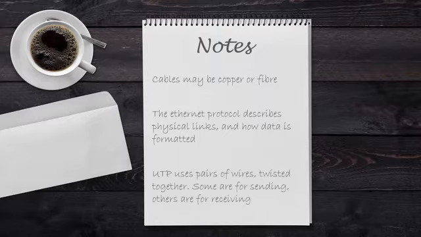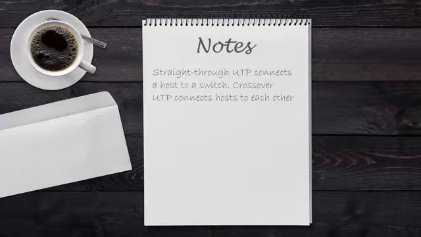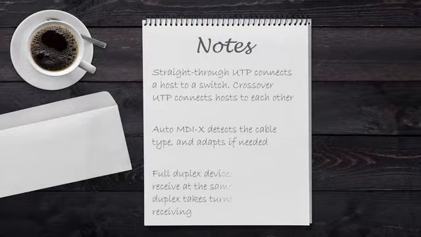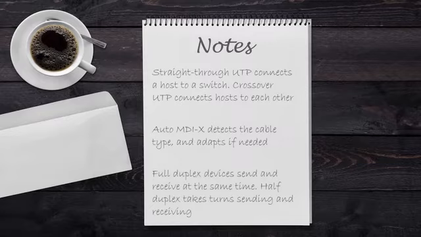UTP is the most common copper cable. Modern UTP cable has 4 twisted pairs of wires. Some are used for sending, and others are used for receiving. The cable may be straight through for connecting devices to a switch, or it may be crossover for connecting devices to each other. Modern LANs support auto MDIX, which enables the device to detect the cable used and adapt as needed. A full duplex device can send and receive at the same time. A half duplex device can only do one at a time.